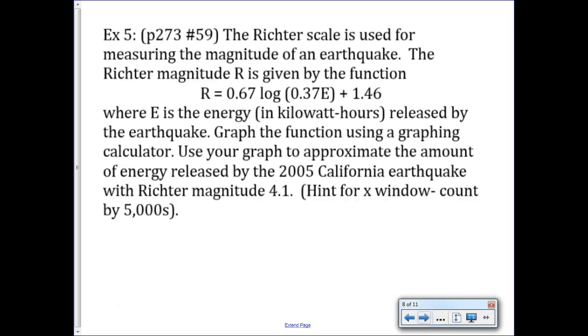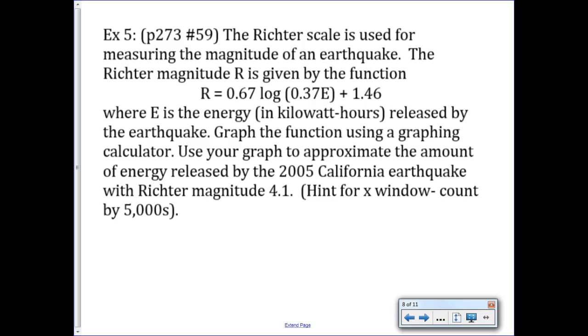So example 5 says the Richter scale is used for measuring the magnitude of an earthquake. The Richter magnitude R is given by this function, where E is the energy in kilowatt hours released by the earthquake. Graph the function using a graphing calculator. Use your graph to approximate the amount of energy released by the 2005 earthquake with Richter magnitude 4.1. So this is one we can do because we don't need to work with a change of base formula to be able to graph in the graphing calculator.